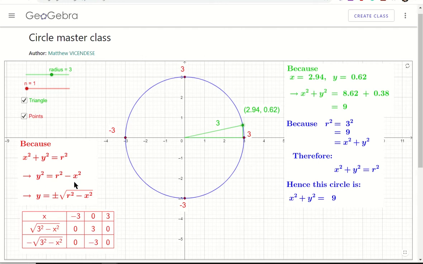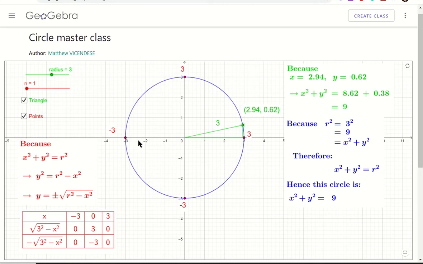Okay, and of course there's going to be a positive and a negative version of a square root. So you could think of the semicircle on the top half as the function of this square root with the plus sign in front of it, and the bottom half is the function with a negative sign in front of the square root. So with a circle that has a radius 3, when x is 3 or minus 3, the square root of r squared minus x squared is the square root of 3 squared minus 3 squared. So therefore, y is going to be 0.